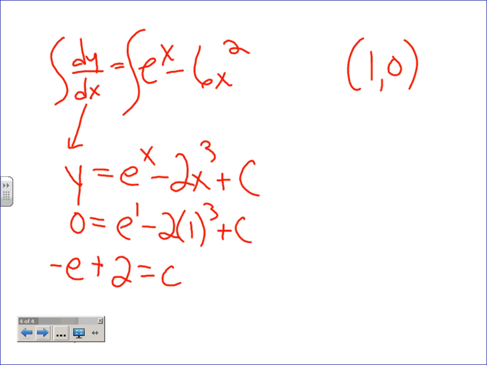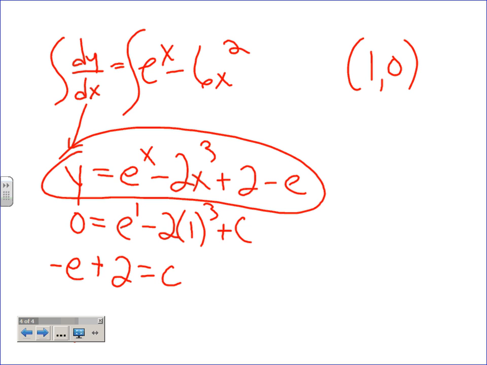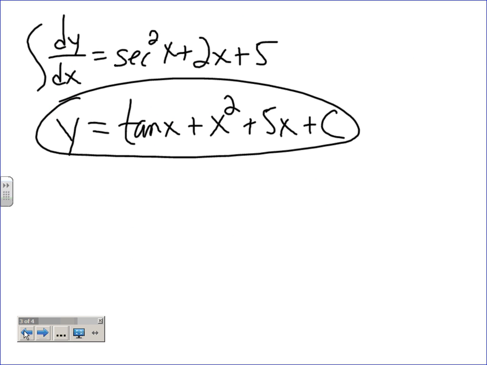Is there a question? Okay. So your constant you replace with that whole thing because e is a number. And this needs to be an exact answer, not a rounded one. So you can't just do 2 minus e on your calculator and round that. That is the exact answer that has this as a derivative and goes through that point. It's the only one that does both of those things. How come I didn't substitute in for the constant here? Because I wanted all the answers that would have secant squared x plus 2x plus 5 as a derivative.